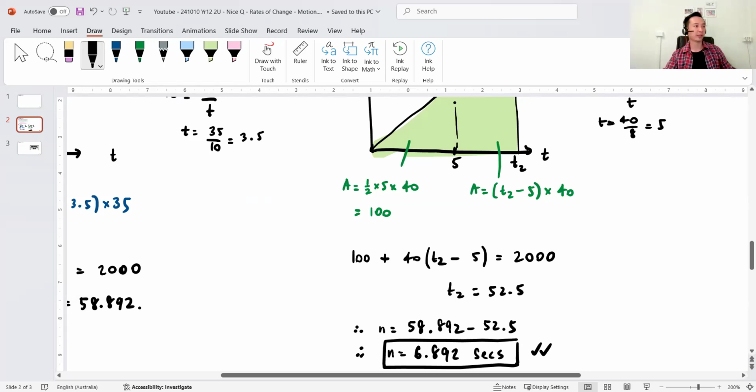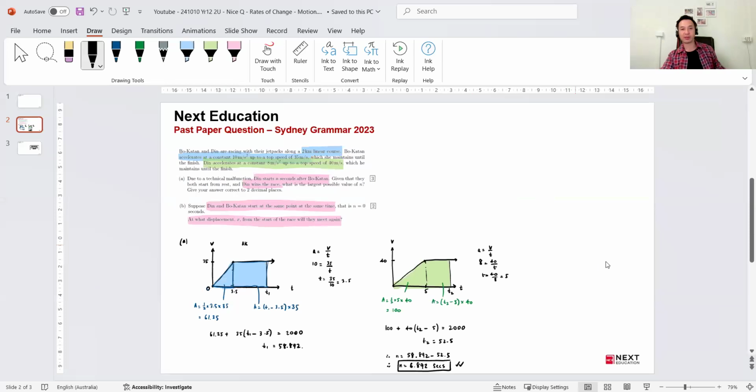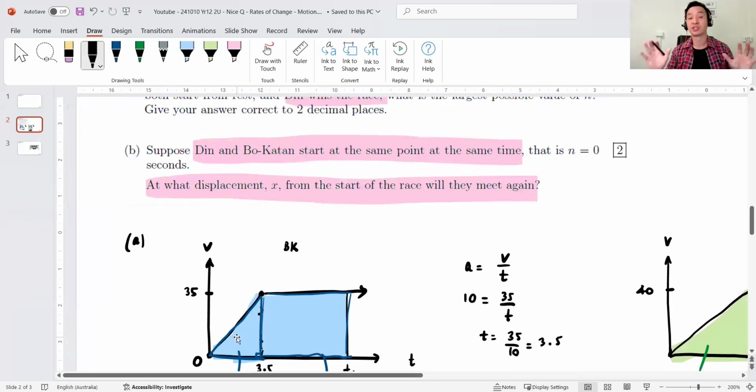How's that? Piece of cake. Guys, pretty straightforward. Nothing too hard about that. That was part A. I like this method. Now, like I said, challenge yourself maybe, right? Challenge yourself to do the algebraic calculus way where you go A equals 10 and A equals 8 for the blue and the green, and then use integration, right?